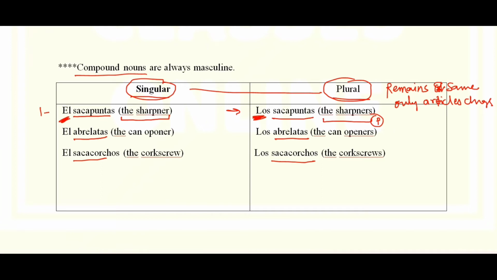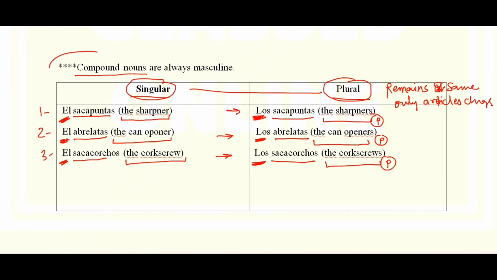Second one, el abrelatas, the can opener. Plural, los abrelatas, the can openers. Third, el sacacorchos, the corkscrew. Plural, los sacacorchos, the corkscrews. These are compound nouns where we have changed only articles, not the nouns. So you have to remember and keep in mind.